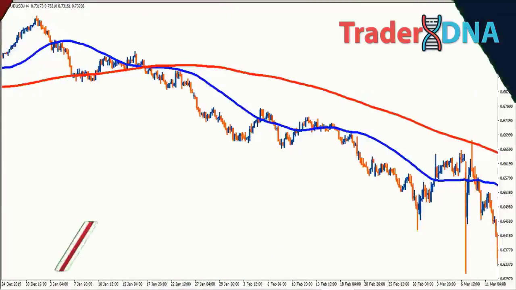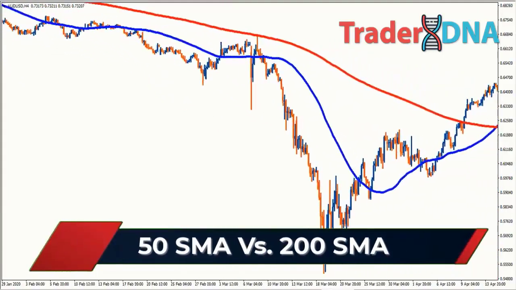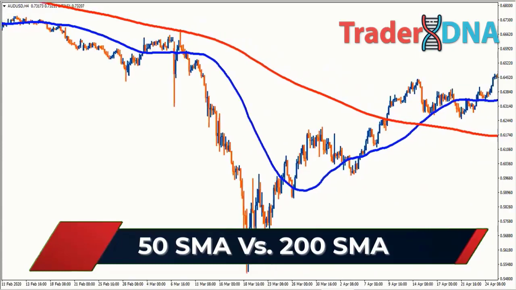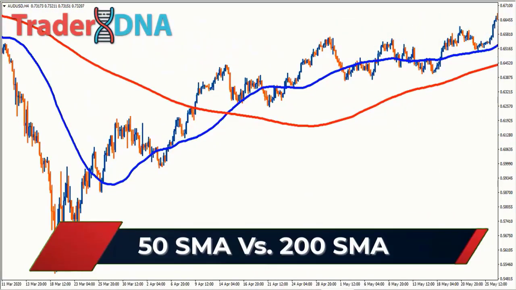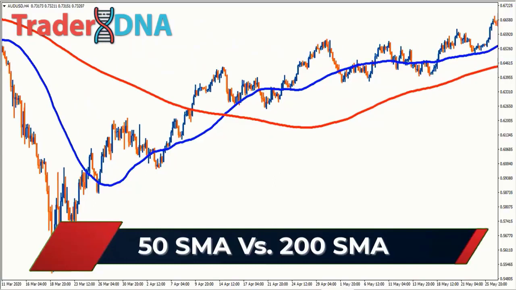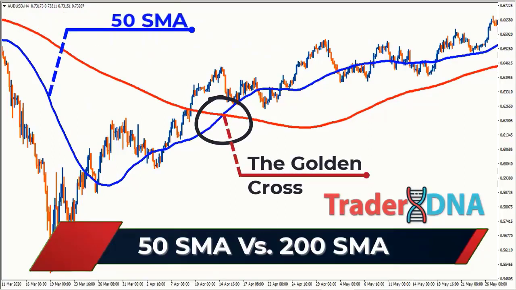50-period moving average versus 200-period moving average. Another important moving average is the 200-period moving average. We mention this tool because it creates a very strong signal when used in conjunction with the 50-period moving average. This signal is known as the golden cross. The golden cross is a signal created by the 50-period moving average crossing through the 200-period moving average to the upside.